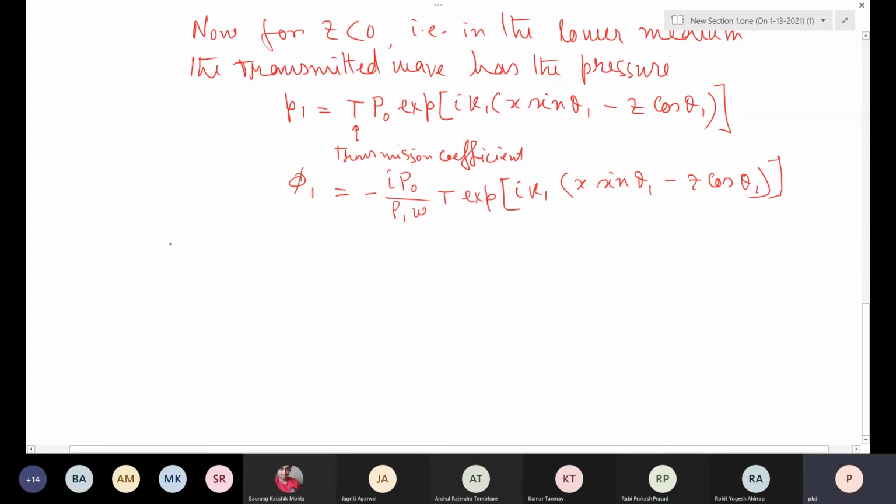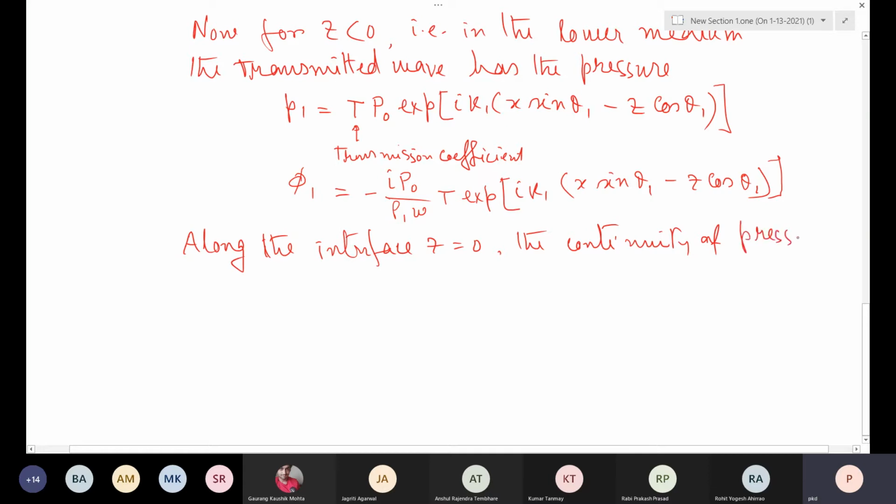So now the key thing is to equate these two terms, because the energy needs to be conserved, and also the potentials and the pressure along the boundary. So along the interface, z equal to 0, the continuity of pressure and normal velocity needs to be maintained.